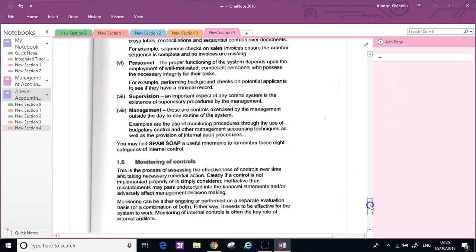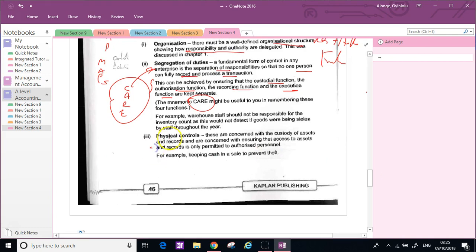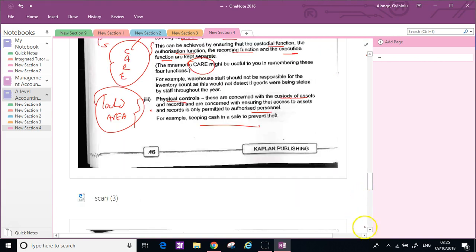Let me quickly get back up quickly because these are not meant to be more than 10 minutes. Physical controls. So literally having the actual area locked, so that assets are protected from theft or for whatever reason. So the custody of assets locked in a safe place and only permitted to authorized personnel. That's your physical. That's the third one.